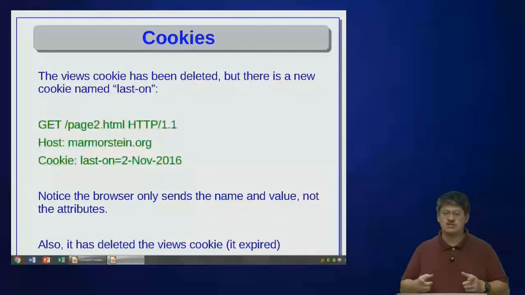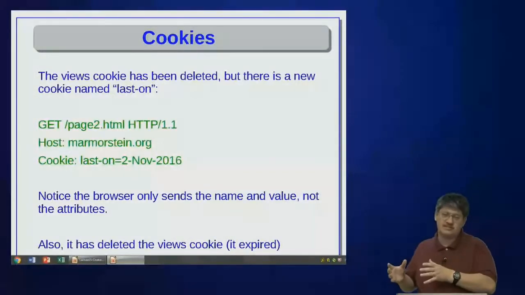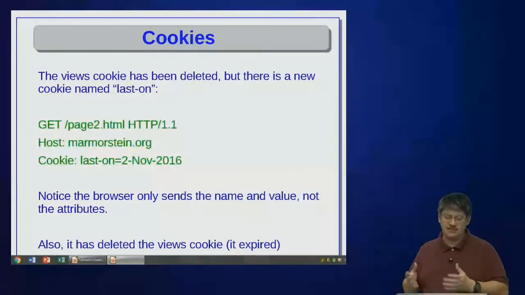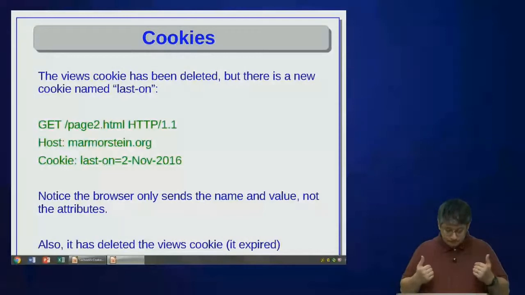The attributes just tell the web browser how to manage the cookie, how to store it and how to use it, when to send it, when not to send it. They aren't actually part of the cookie itself. So we don't send them when we send the cookie to the server. We only send the name and the value.